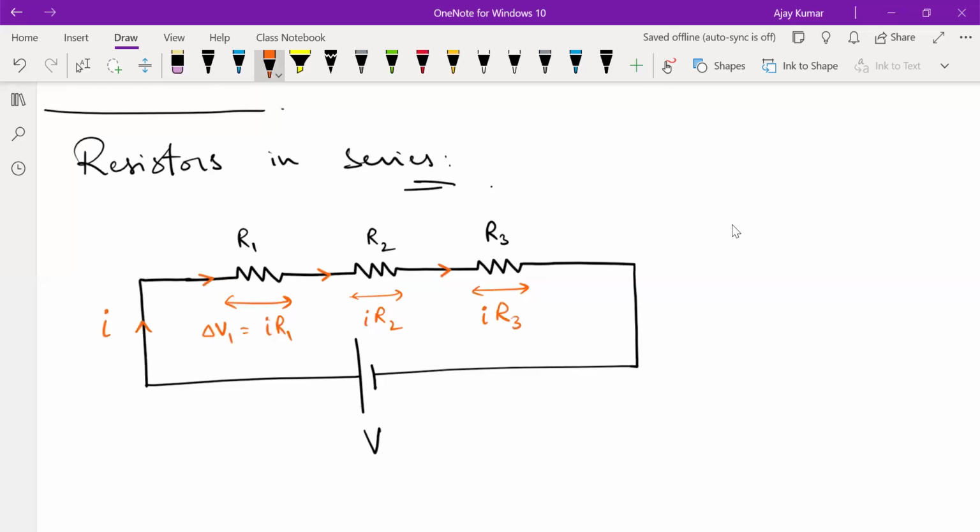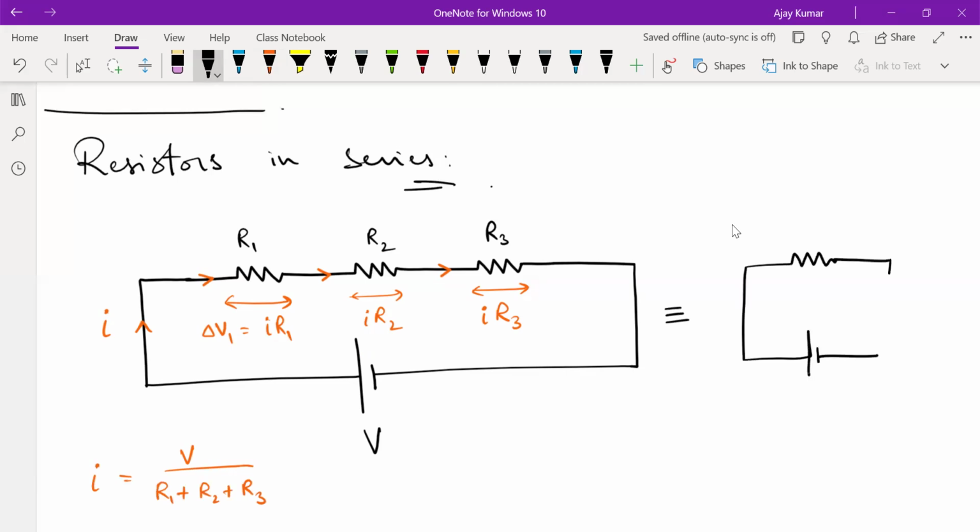Okay. And now simply applying KVL, you'll write V minus IR1 minus IR2 minus IR3 is 0. Effectively, you'll get the current I as V divided by R1 plus R2 plus R3. That is the current that flows through this combination. Now what we want to do is replace this combination with a single resistor which draws the same current when the same battery is connected to it.